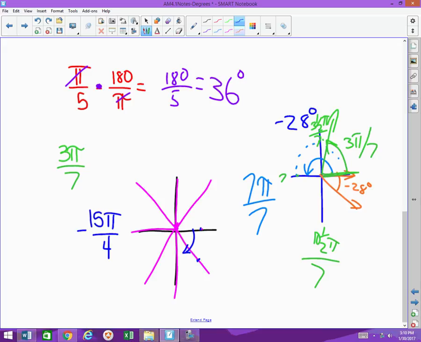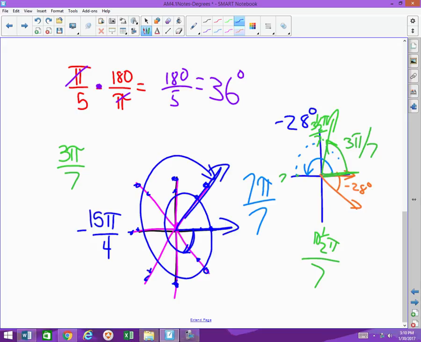So 1, 2, 3, 4, 5, 6, 7, 8, 9, 10, 11, 12, 13, 14, 15. Here is negative 15 pi over 4 as an angle, which then we would have to do this, and it goes all the way around until it gets back to there. There is negative 15 pi over 4.